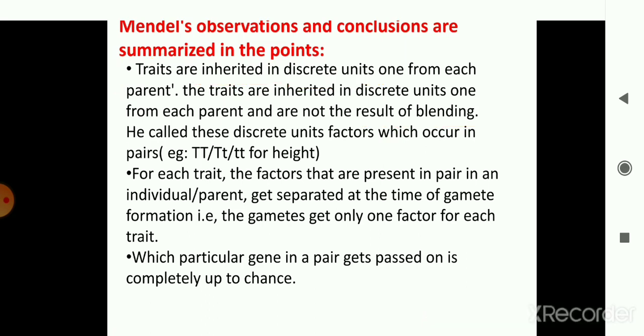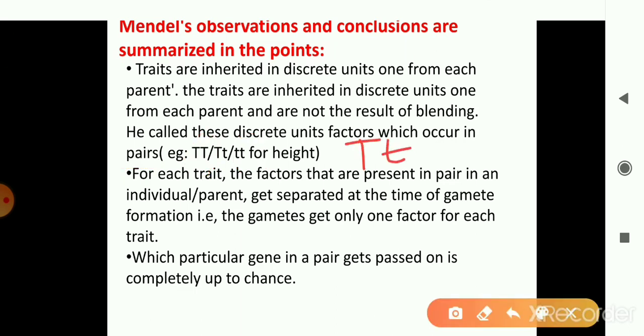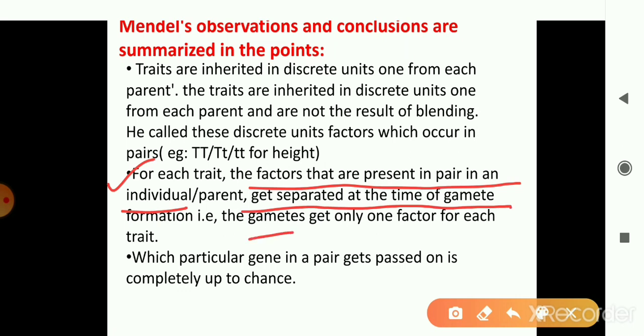Then he said that in an individual, these factors are always present in pairs. This pair of factors can be either similar, as you can see here, where for height there may be two factors for tallness or two factors for dwarfness, or the factors in a pair may be dissimilar, with a factor for tallness and a factor for dwarfness. The other thing he stated was that the factors present in a pair in an individual get separated at the time of gamete formation, so each gamete will get only one factor for each character.